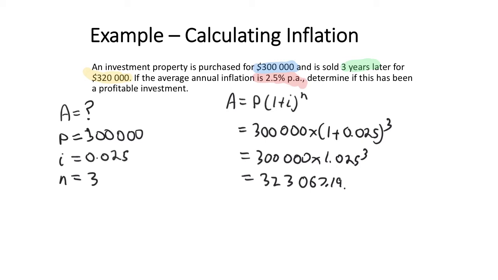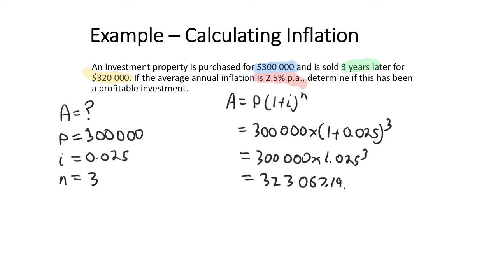So we can see that our adjusted price for the property is $323,000. Our sale price was $320,000. So they're actually selling it for less than what they paid if we look at the adjusted price. So our answer to the question, remembering the question is asking if it was a profitable investment, is going to be no, it wasn't a profitable investment.